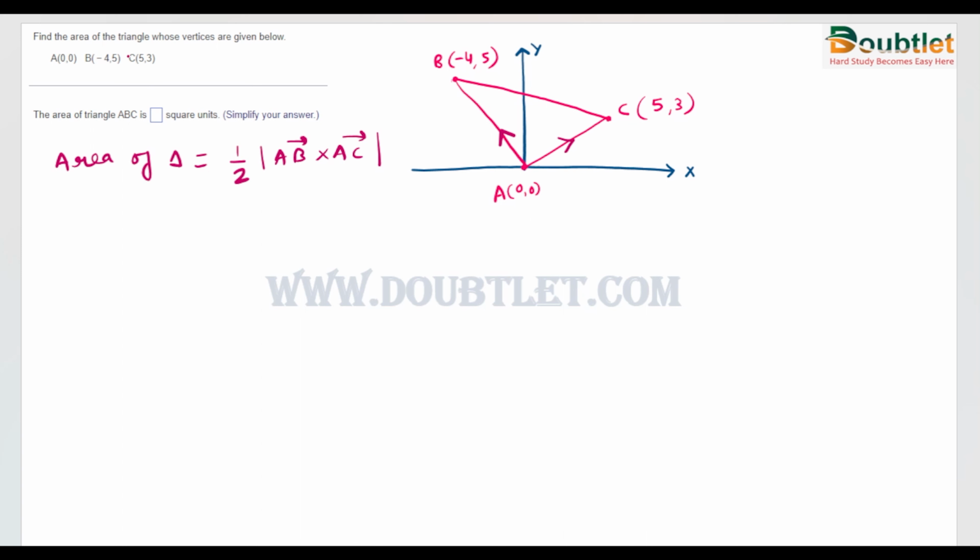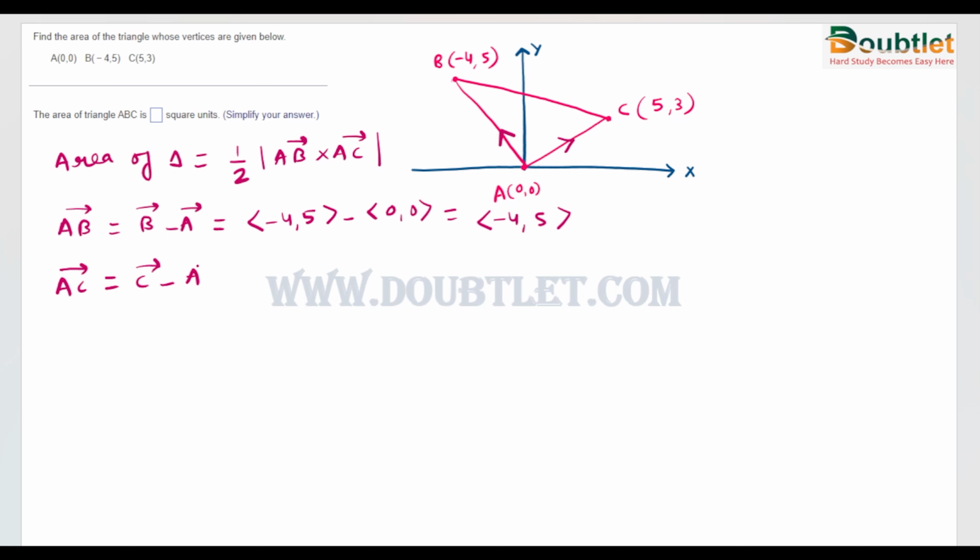So here the triangle is given. Now we need to find the AB vector. The AB vector is the position vector of B minus the position vector of A. The position vector of B is given, that is -4, 5, and A is also given, 0, 0. Then definitely from here we can say that AB is equal to -4, 5, meaning -4i plus 5j. Then we need to find the AC vector.